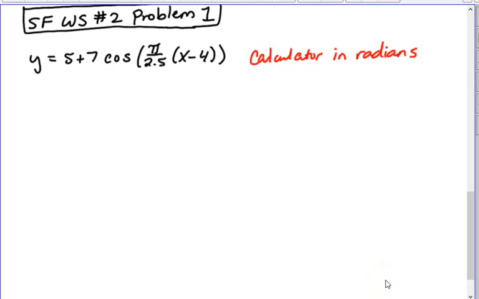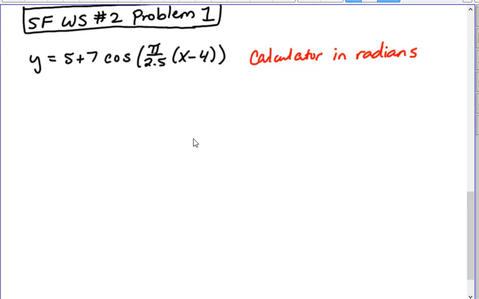These problems from worksheet number 2 tend to be pretty difficult the first time you try them, so I'm going to talk through the first problem with you. Let me tell you how I approach a problem like this. There are two parameters outside of the cosine function, and two parameters inside the cosine function. I start with the ones outside and figure out how my y values are affected in this function.